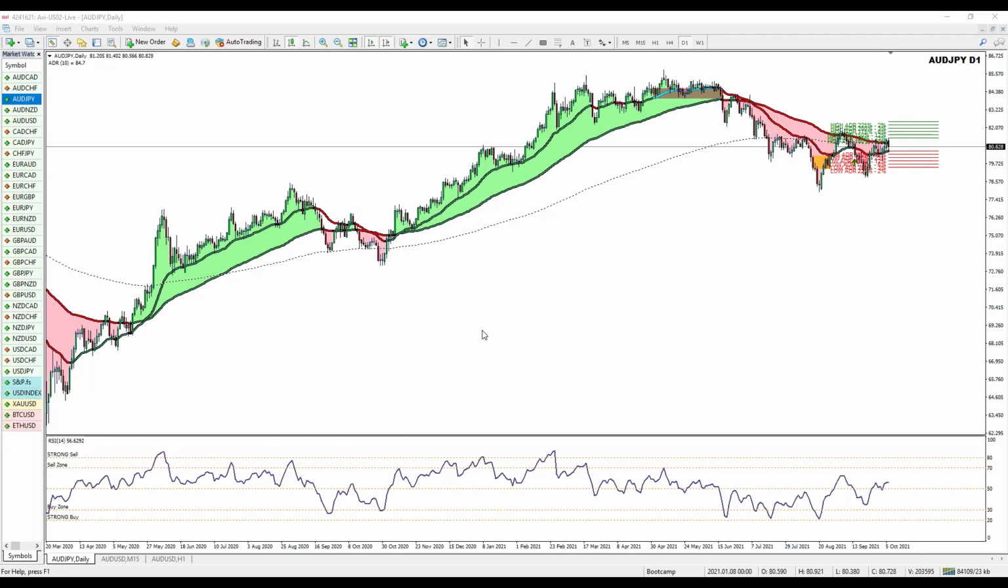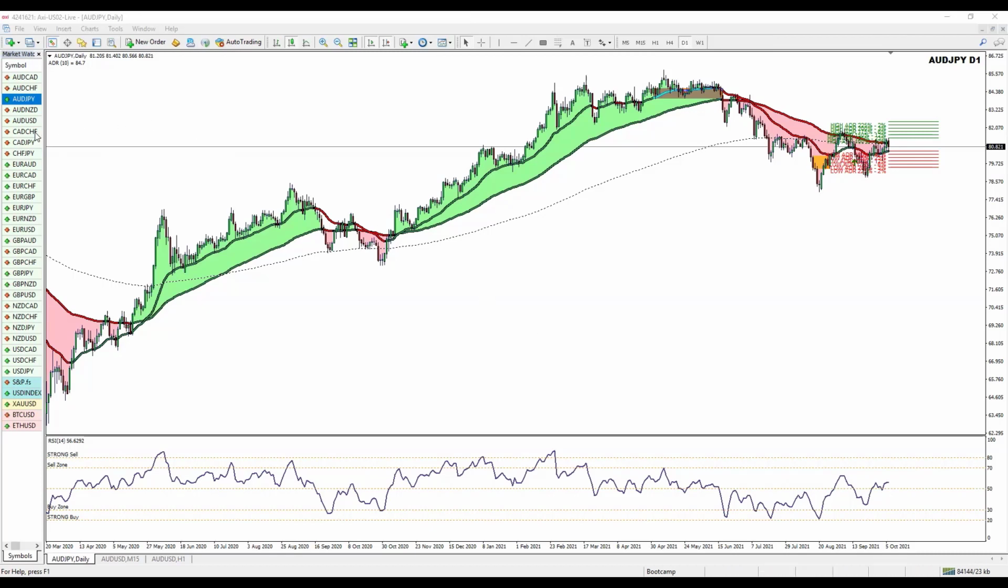If I get a signal to go long or short at the moment on Aussie yen, what do you think I'm going to do? Nobody knows, do they? I don't know, because it's going sideways. I'm more short than long, but I don't know, because we're sitting pretty much bang on the moving averages. So at the moment, they're totally useless to me, aren't they?